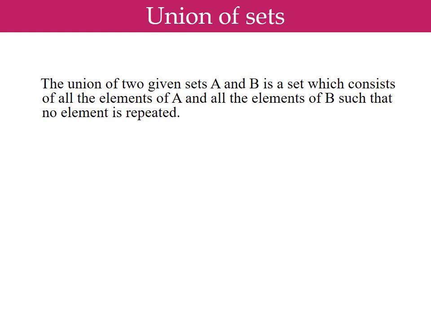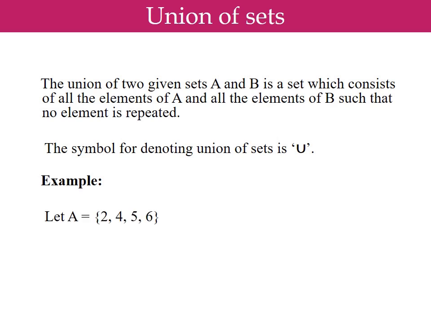It is indicated by that symbol. Next one is union of sets. We may be familiar with union and intersection from our school days itself. Again, it is my duty to recollect it. The union of two given sets A and B is a set which consists of all elements of A and all the elements of B, such that no element is repeated. Example. Obviously, this union is indicated by the union symbol.